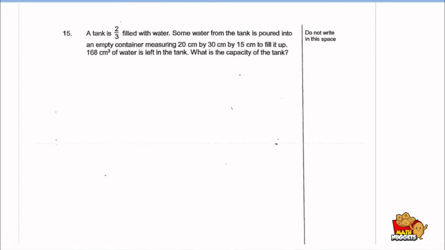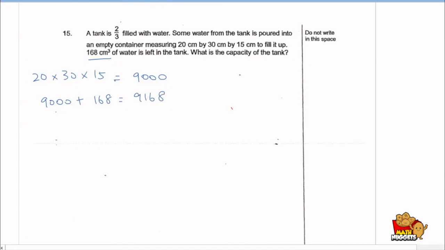So this is volume. Let me find the volume of the container. So that's 20 by 30 by 15. It's 9,000. So if this plus this would be the total amount of water, right? So 9,000 plus 168 is 9168. This is the total amount of water, and that was 2/3 of the tank.